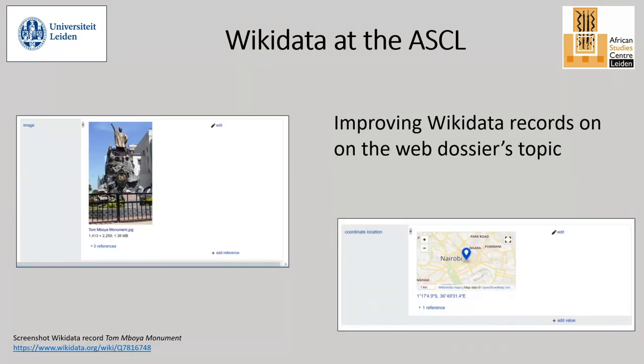And to retrieve a nice map with lots of red dots on the African continent, you need nice data in Wikidata, complete, sufficient data. So with our second web dossier on public art in Africa, we also started to enhance the data in Wikidata. In this case, for our public art, we added a geolocation to Wikidata, and we also searched for works of public art in Commons, and if they don't have a record on Wikidata yet, we added the record to Wikidata.